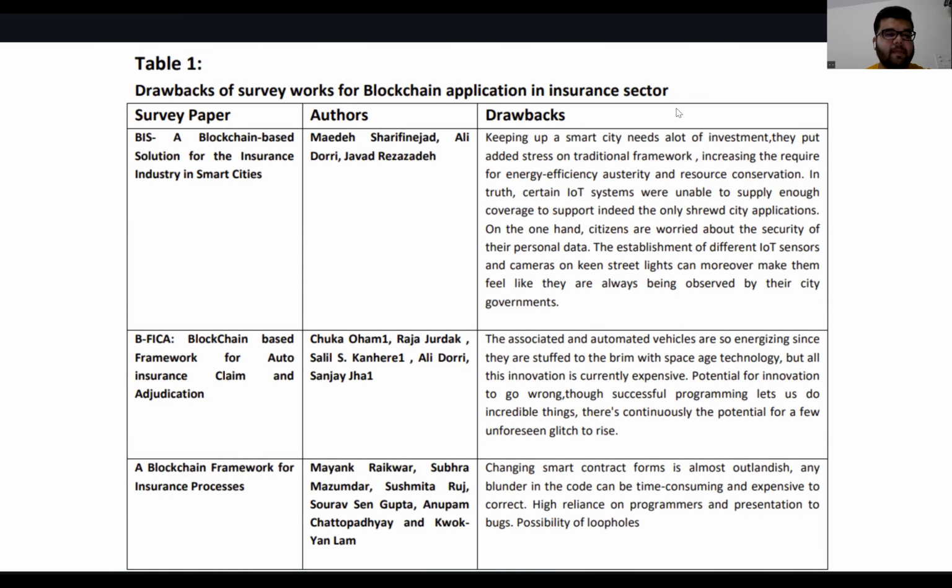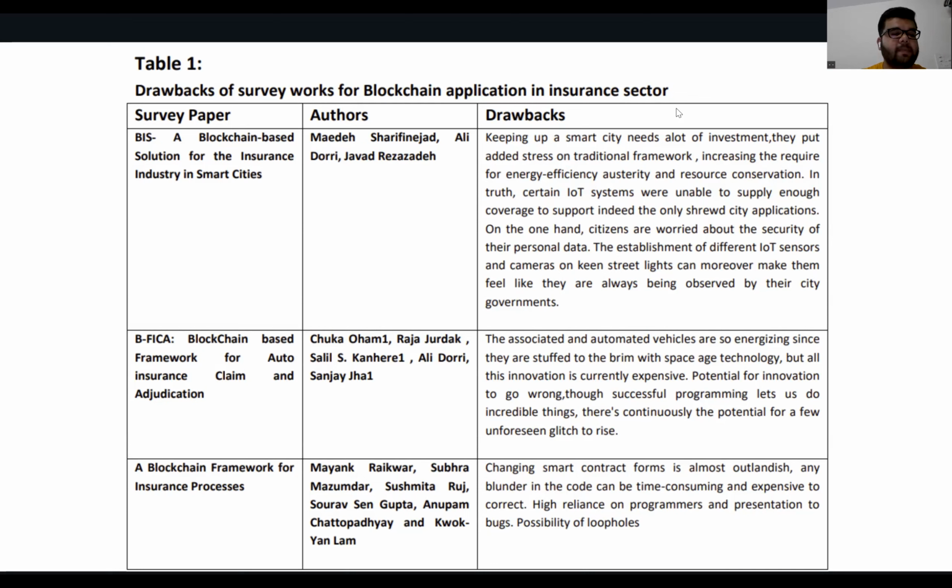So moving on to the next survey paper, which is called Blockchain-Based Framework for Auto Insurance Claim and Education. The author is Raja Judha Chukaoam. The drawbacks are that connected and automated vehicles are so exciting since they are stuffed to the brim with space-age technology. But all this innovation is currently expensive. The potential for innovation to go wrong, despite successful programming that lets us do incredible things, is there. There is continuously a potential for some unforeseen glitch to arise.